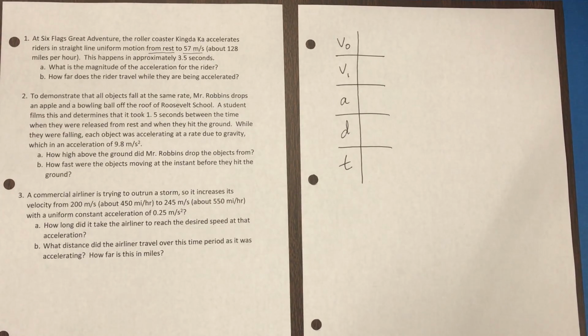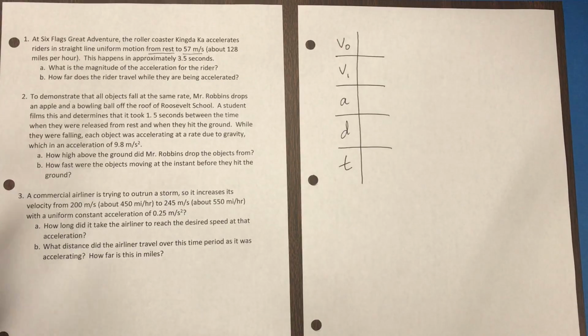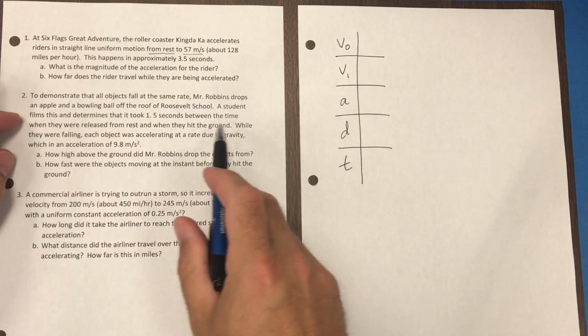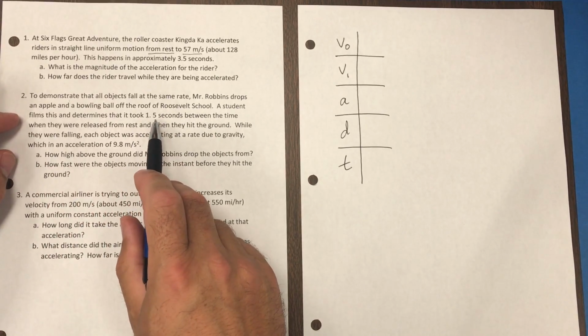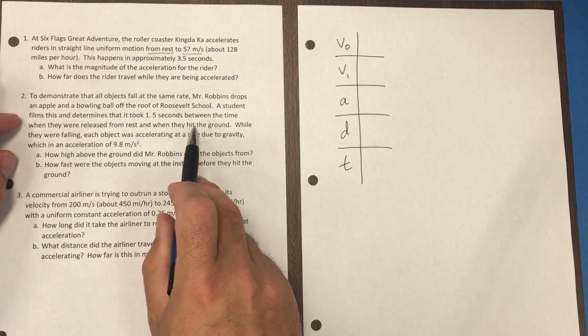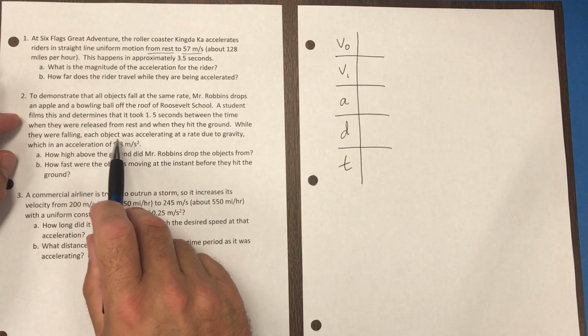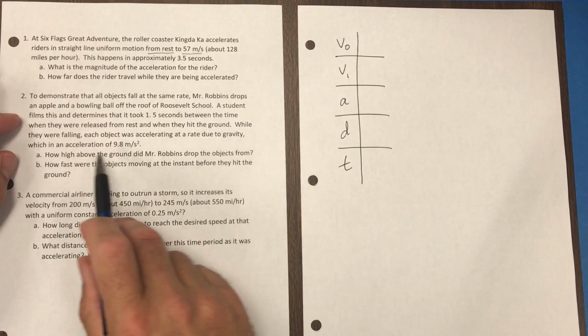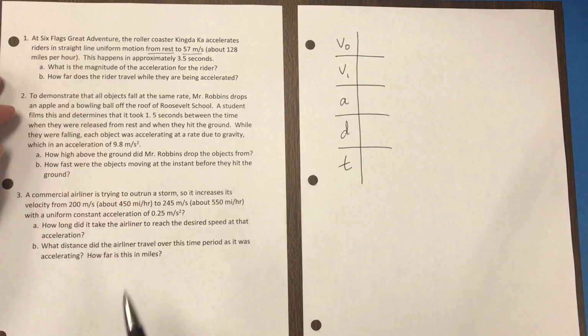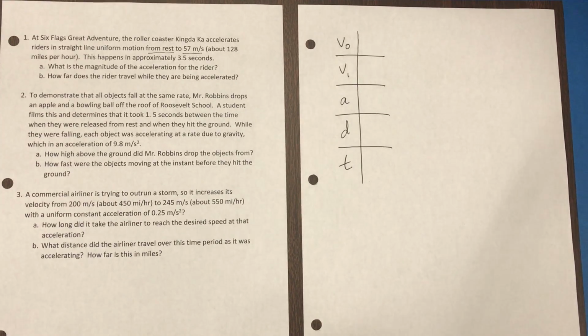Okay, let's go through a couple more problems and we'll pick up the pace a little bit. So number 2, to demonstrate that all objects fall at the same rate, Mr. Robbins drops an apple and a bowling ball off the roof of Roosevelt School. A student films this and determines that it took 1.5 seconds between the time when they were released from rest and when they hit the ground. While they were falling, each object was accelerating at a rate due to gravity, which I should say is an acceleration of 9.8 meters per second squared.